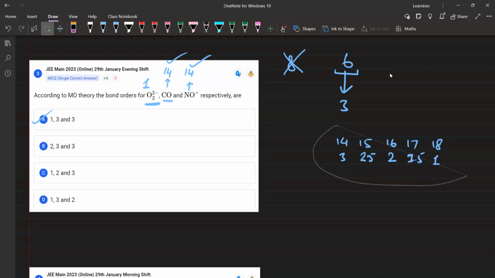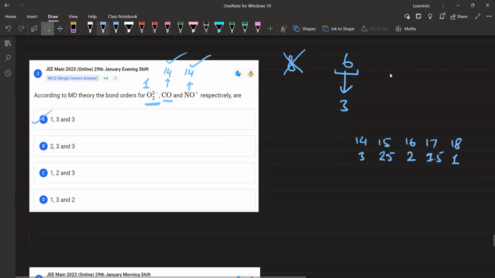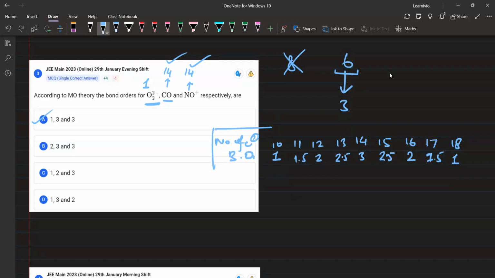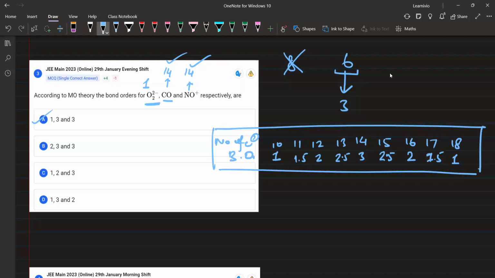ठीक है. 14 से आप क्या कर सकते हैं? You can decrease also. For example, below 14 you will have 13. 13 will have 2.5. Below that you get 12, and 12 will have 2. Below that you will have 11, which will be 1.5. Then you have 10. 10 will have 1. Okay. So this is the number of electrons. This is the bond order. Please write this down: with increase and decrease of one electron from either side, the bond order changes by half.